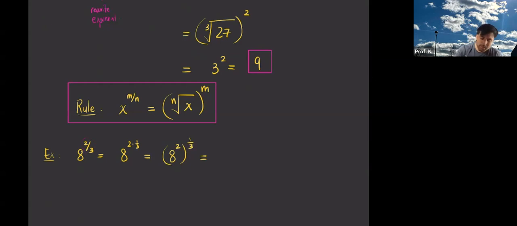And the 1/3, what does the 1/3 mean? The cube root of 8 squared. And 8 squared is what? 64. And the cube root of 64 is 4.